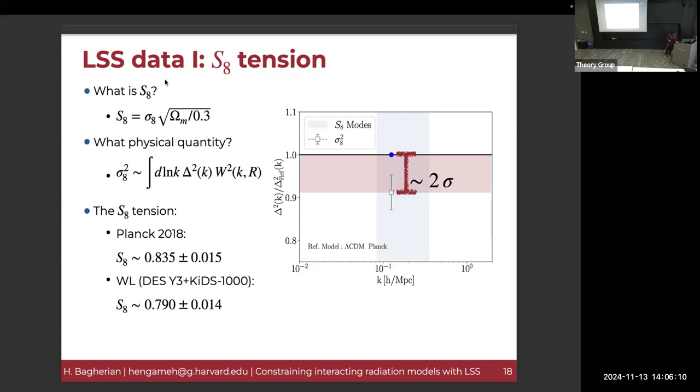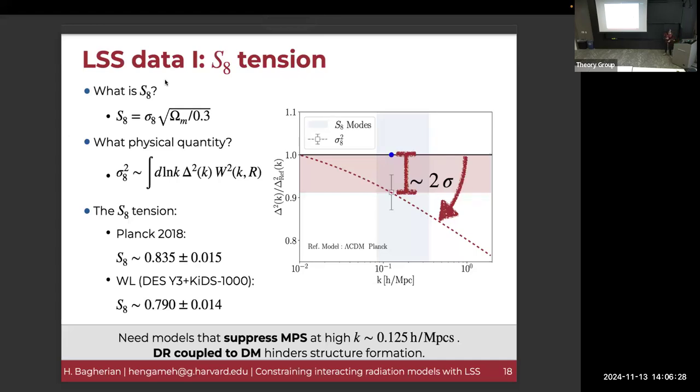And then on the right, the plot I have is everything normalized by a reference Lambda CDM matter power spectrum so that we can see. The S8 data sits down here, which is 2 sigmas away from what Lambda CDM predicts. So if I had a Lambda CDM extension whose matter power spectrum dropped, then I would potentially be able to solve the S8 tension. And as I mentioned earlier, if I have dark radiation that's interacting with my matter and stops it from clumping, that would be a desirable model to solve this tension.